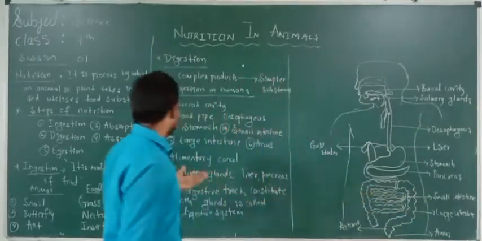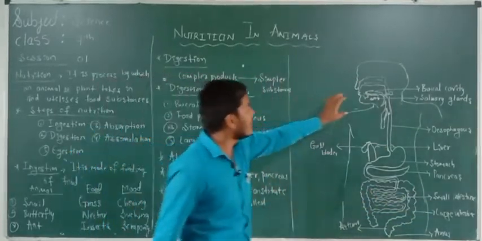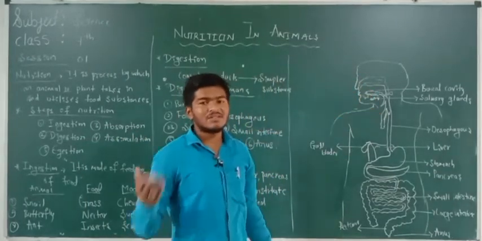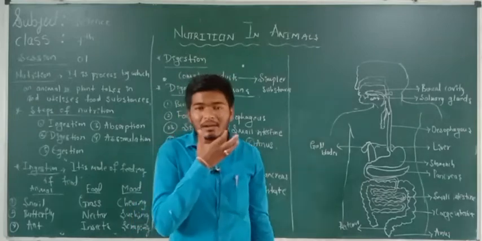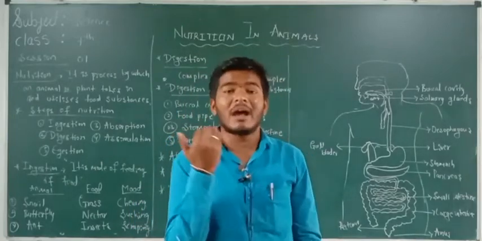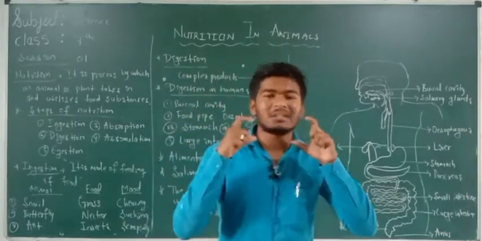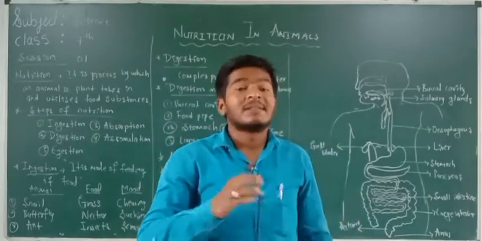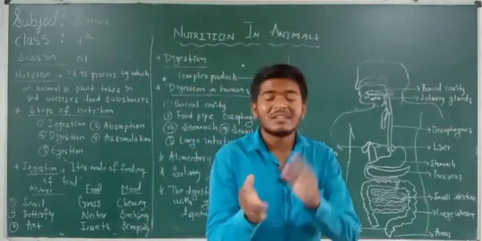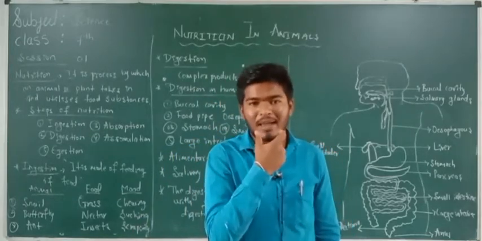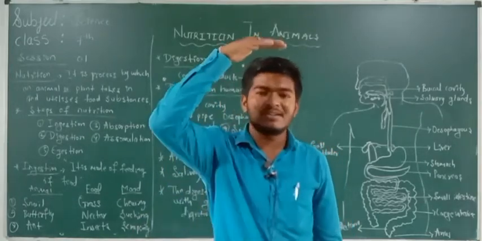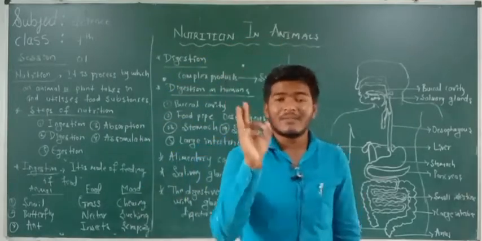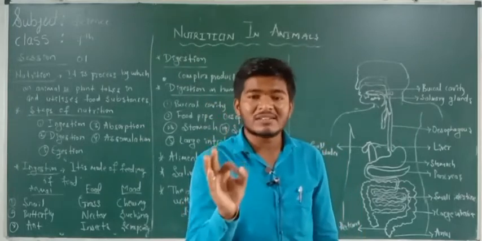First I am going to consider the buccal cavity. What happens in the buccal cavity? The digestion of the food starts with the buccal cavity. The buccal cavity is nothing but our mouth. This mouth contains two jaws, the upper jaw and the lower jaw. Each jaw has an equal number of teeth and equal structure.